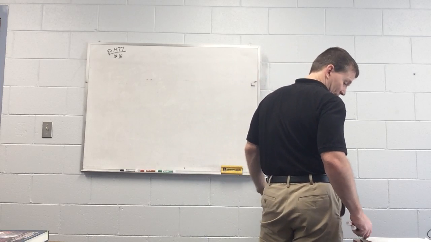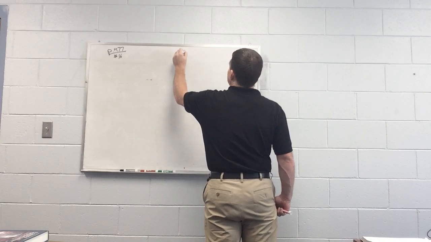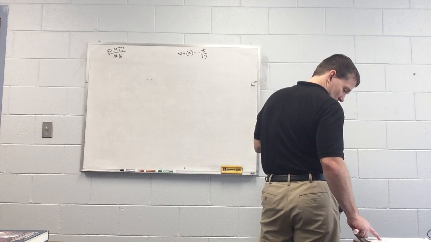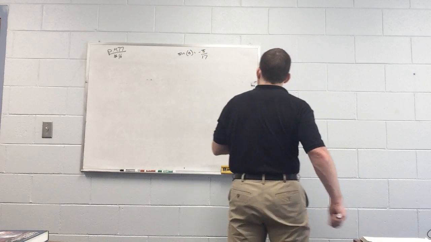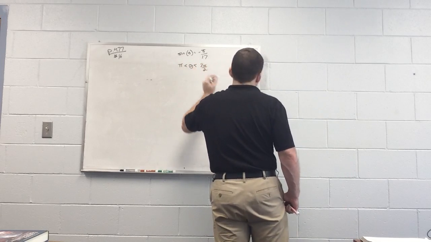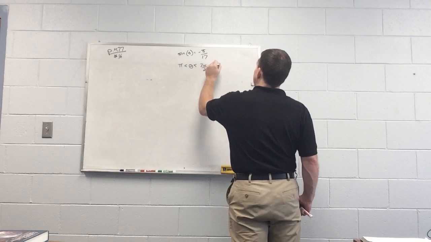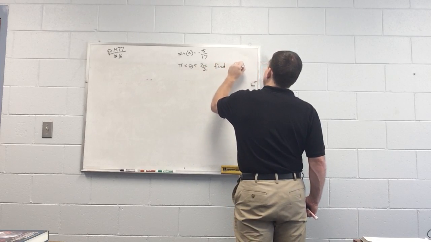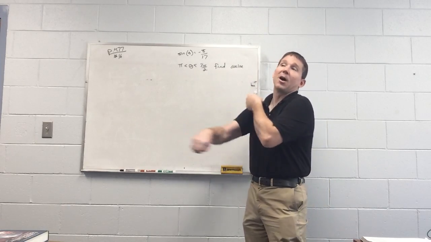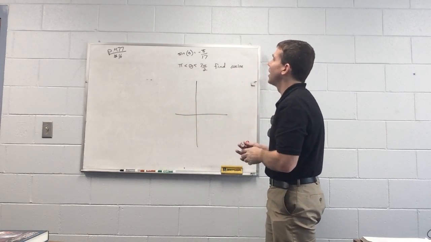Next up, number 50. Given sine is equal to negative 8 over 17, and theta is between pi and 3 pi over 2. Find cosine. Okay, so given this information, find that. And this is a standard type of trig problem, but all we do is draw a triangle. I just need to figure out where to draw it.